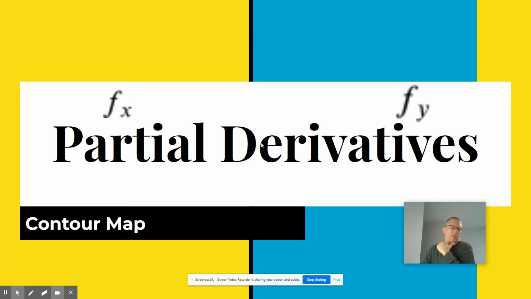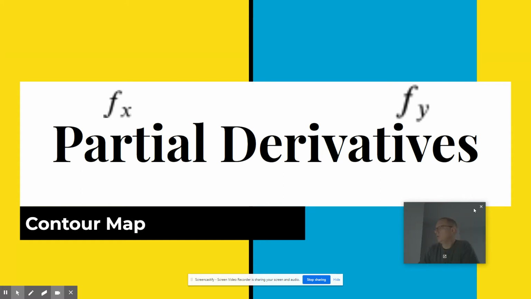Hey, today we're going to look at partial derivatives given contour maps. We'll look at it from a couple of different perspectives. We're just going to look at the partials with respect to x, and then again with respect to y. Just three straightforward examples. First derivative partials is pretty straightforward given a contour map.